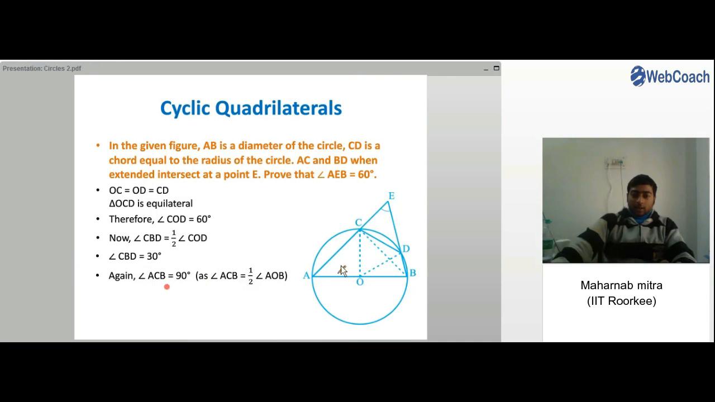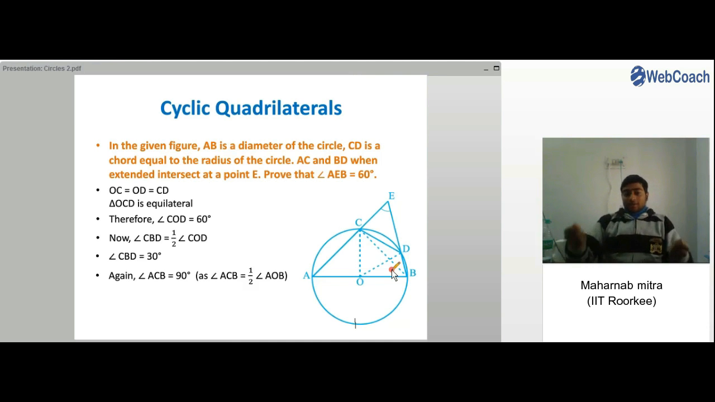Again, angle ACB is 90 degrees. And how? We use the same principle once again. If we see this arc AB, the central angle is AOB. The central angle subtended by this arc is AOB, which is the diameter itself. And as the diameter is a straight line, this arc must subtend an angle of 180 degrees at the center. The arc AB subtends an angle of 180 degrees at O.